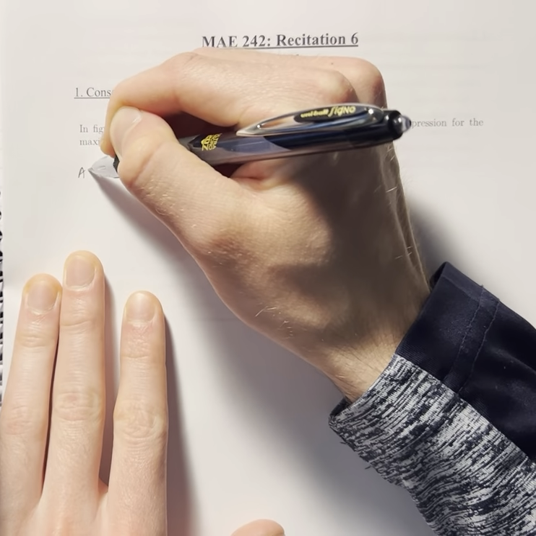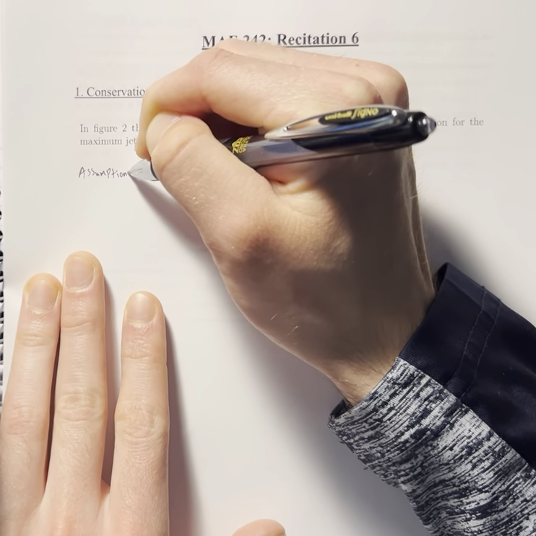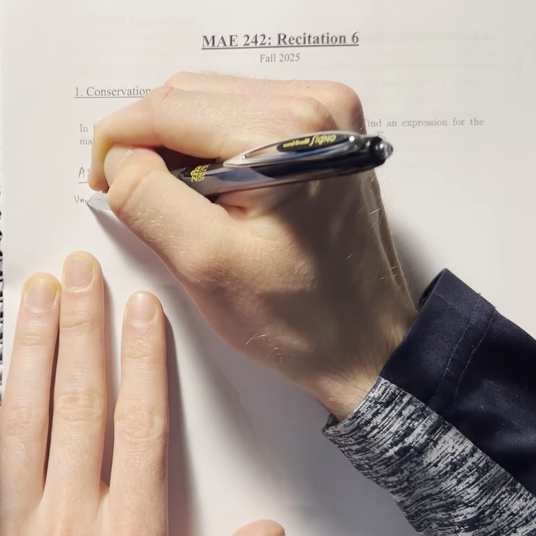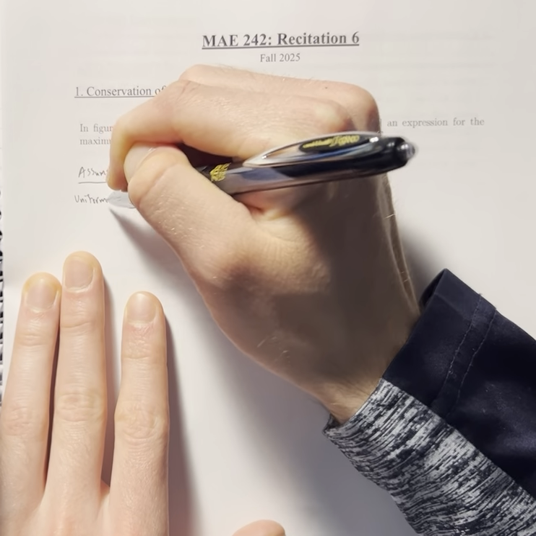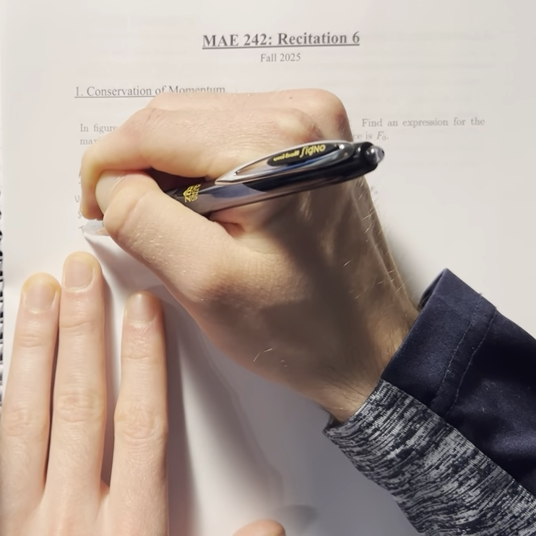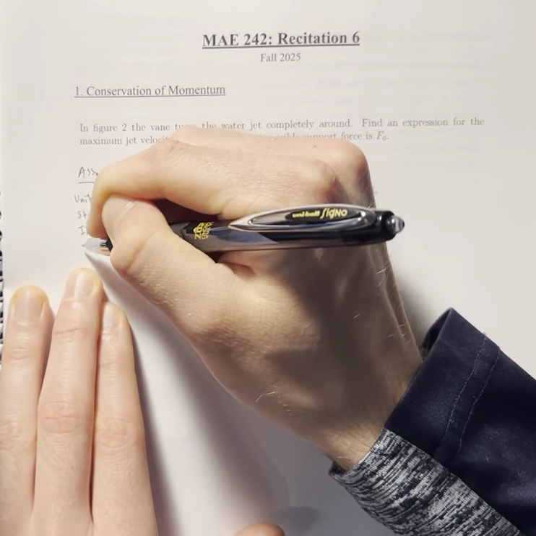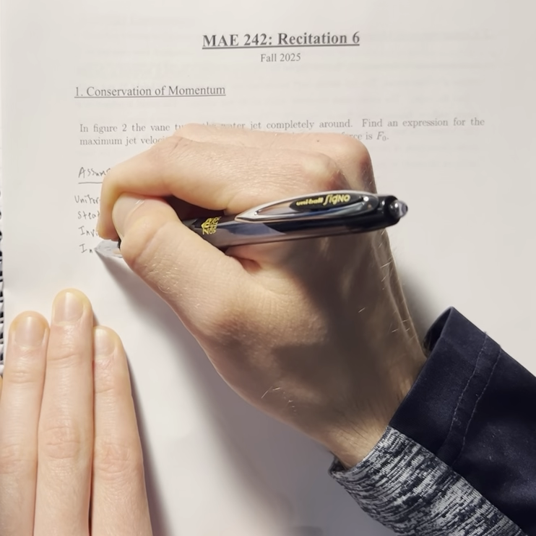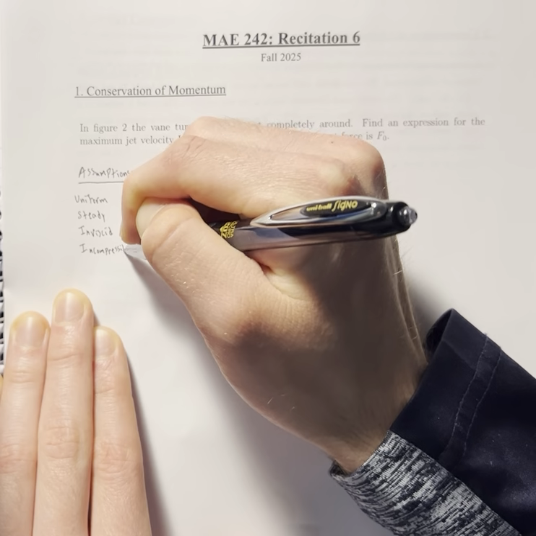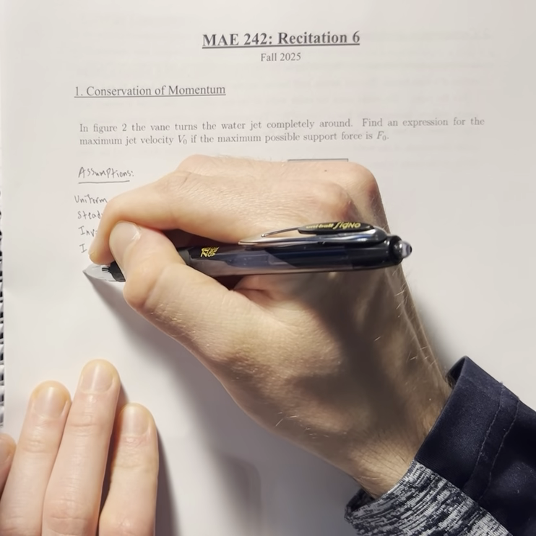But first, I'll get some assumptions going. Just real basic. So we can say uniform flow. And say it's steady, inviscid, incompressible, of course. And we neglect pressure, right?